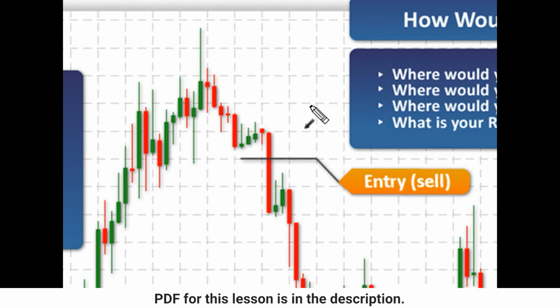Looking at this, we see that the first previous pivot high is this high right here, because on the left we have a lower high, and on the right we have a lower high. So this pivot high is where we would be placing the stop.